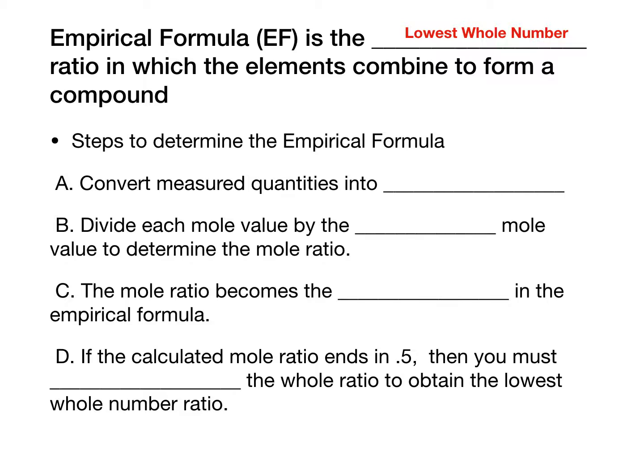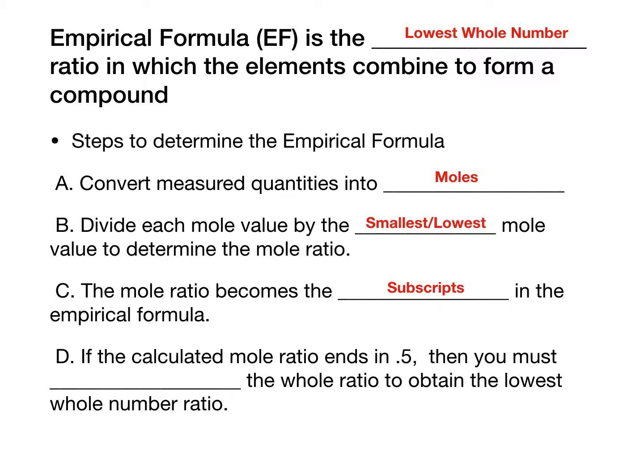Through today's lesson, we're going to work through the mathematical steps of going from laboratory data, crunching the numbers, to calculate a substance's empirical formula. So the first step in the process is to convert measured quantities like mass into moles. Once we have converted each element's measured value into moles, we will then divide each of the calculated mole values by the lowest or smallest mole value in order to determine the mole ratio. We use that mole ratio as the subscripts in the empirical formula.